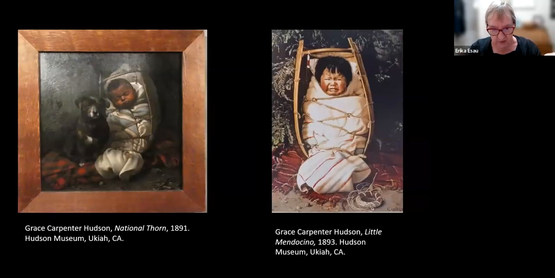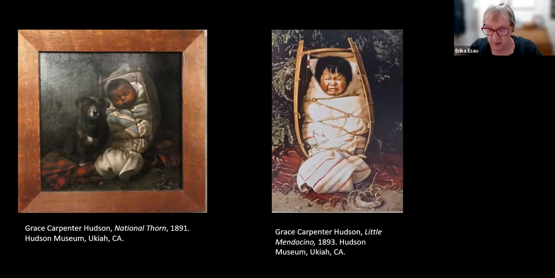The piece on the left, National Thorn from 1891, was one of the first of her pieces to be exhibited in San Francisco, and it caused quite a sensation. The title, National Thorn, refers indignantly to the idea of the time that the Indian question was a thorn in the nation's side. But the painting that really established her reputation nationally was the one on the right.